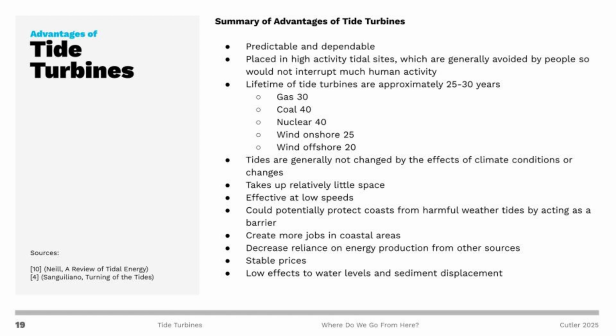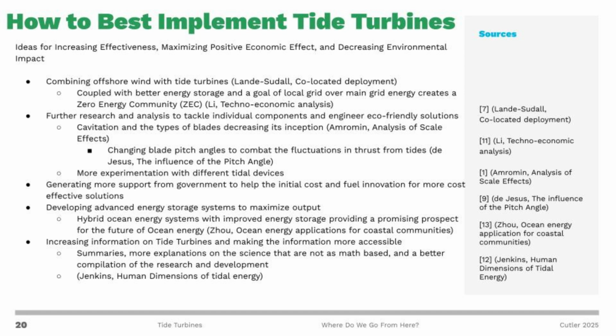As we continue to develop this technology, we can make it more dependable. We can make sure that they are not visually intrusive, that they are not affecting the marine life in a negative way. And so some of the best ways that we can implement these turbines, if we combine them with offshore wind turbines, they can have an even higher efficiency, up to 40% higher.